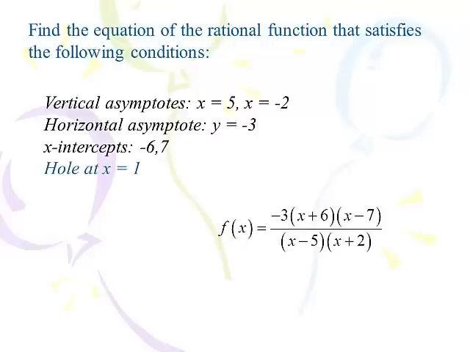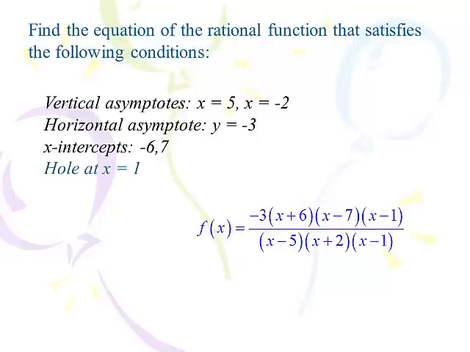All we have left to do is pop in the hole, and that is x minus 1 on top and bottom. And look, it's all there. Vertical asymptotes on the bottom, x-intercepts up top. We have a tie, so we have negative 3 out front there, and we have x minus 1 on top and bottom. And leave it there, because you got to leave the hole in the function. One more, and we're done.